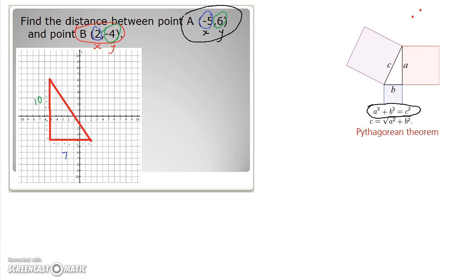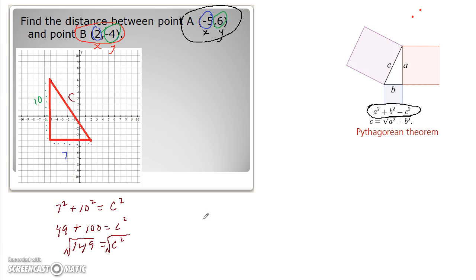So now we just don't know C, right? Now we need to know my C. So 7 squared plus 10 squared equals C squared. So let's do the math. 49 plus 100 equals C squared. So it's 149 equals C squared. Now, to undo a square, you square root it. Now I know that 144 is 12, so it's going to be a little bit more than 12.